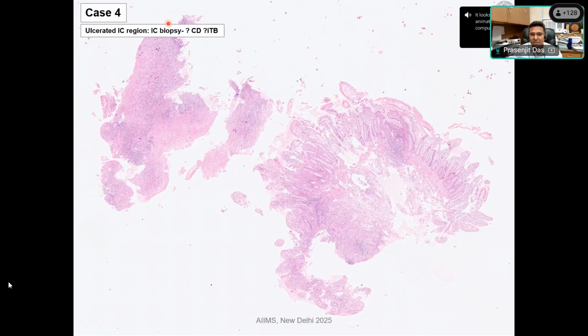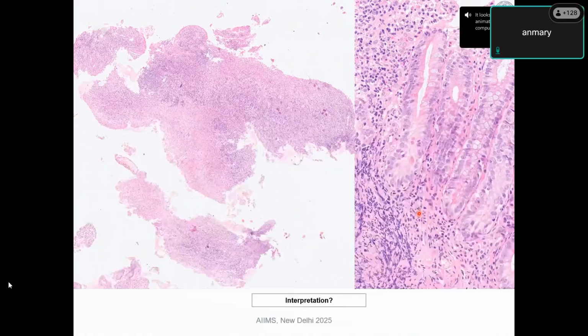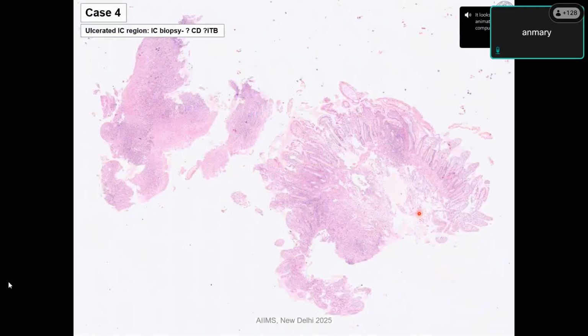It is also an ileocecal junction biopsy, and the question is the same. Always you will see these two differential diagnoses, TB versus ITB. Sorry, CD versus ITB. Sir, what are your findings? Sir, in this I could see 3 fragments, and mostly it shows chronic inflammation where the inflammation is patchy, and I could see the necrotic areas.